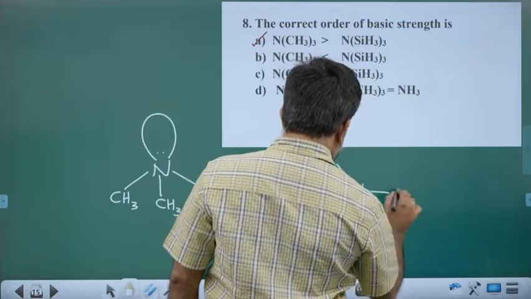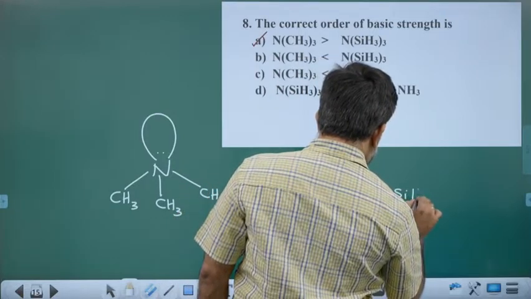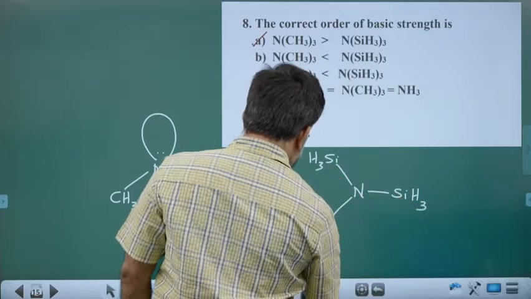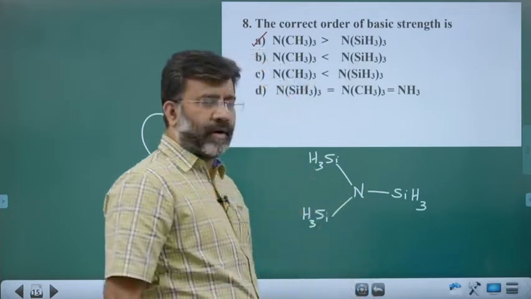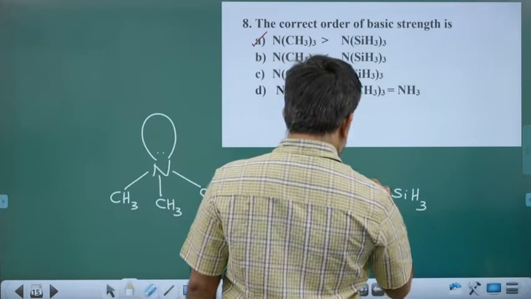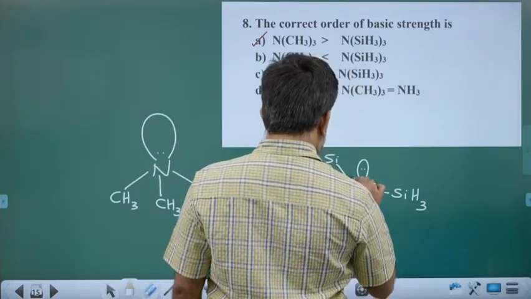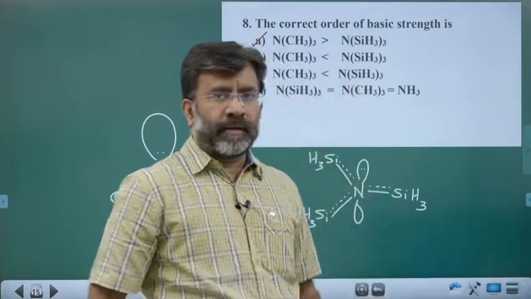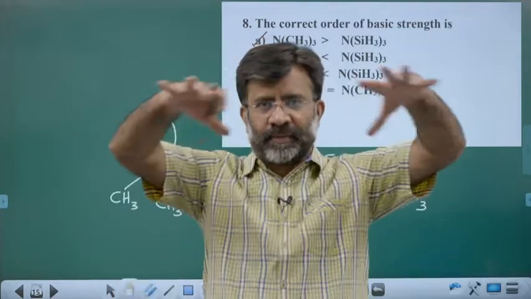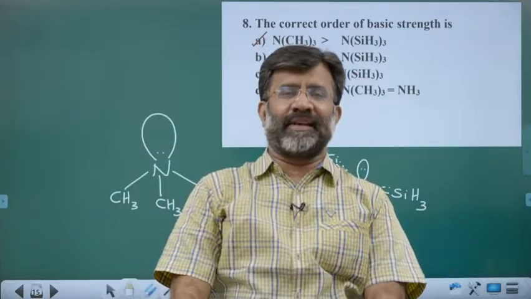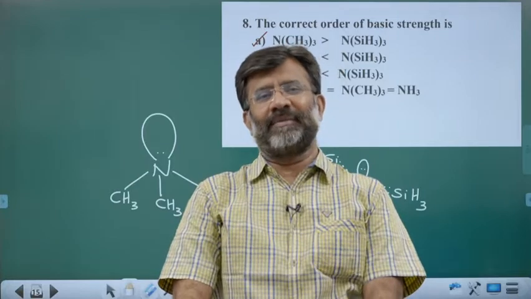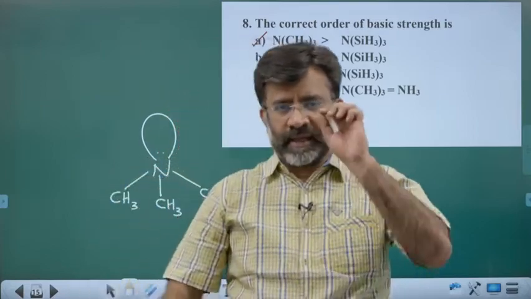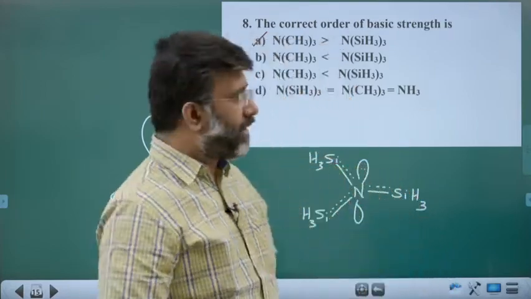It is not sp3 tetrahedral. It is coming as a planar system. Why is it coming as a planar system? Because there is a vacant d orbital in the silicon. And you can find the lone pair of electrons on the nitrogen overlapping with the vacant orbital of silicon. The lone pair of electrons on the nitrogen will be dispersing into the vacant orbitals of silicon. That is what is happening. So what happens? The electron density on nitrogen will decrease. So it is less basic compared to trimethylamine.